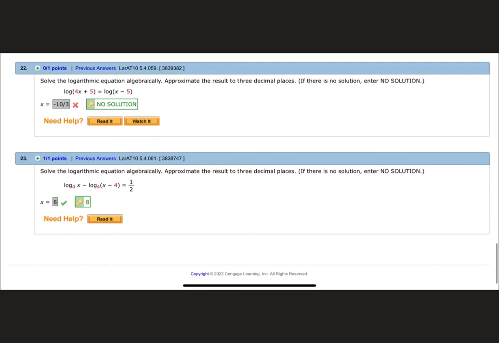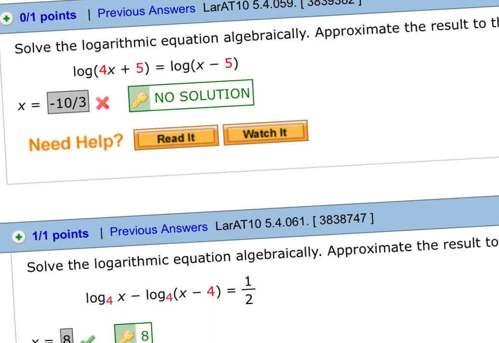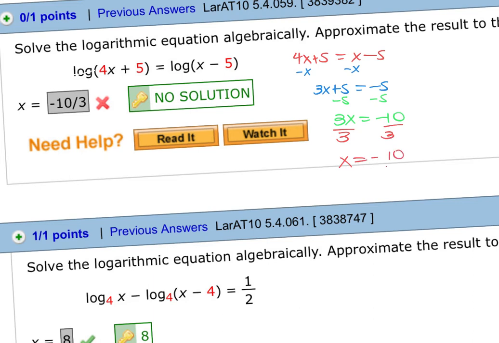All right, this is 22 and 23. So 22 is your 1-to-1. You've got one log on either side of the equal sign, right? So we ignore the logs, and we would just take what's next to it. The 4x plus 5 equals x minus 5. Subtract the x. 3x plus 5 equals negative 5. Subtract the 5. 3x equals negative 10. And then divide by 3. And x equals negative 10 thirds.